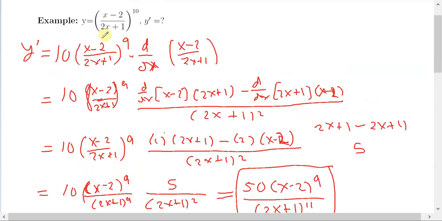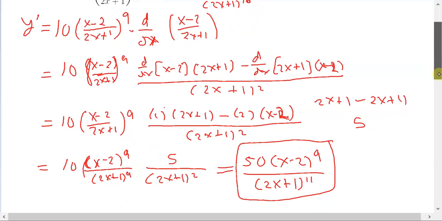So you just do the quotient rule when you get to it. I could have rewritten this right at the start as x minus 2 to the 10th over 2x plus 1 to the 10th. Had I done that, then the first thing I would do is start with the quotient rule, because when I look at this, I see a quotient first. But then in that quotient rule, it would require some power chain rules. But that's what this next example is going to address.